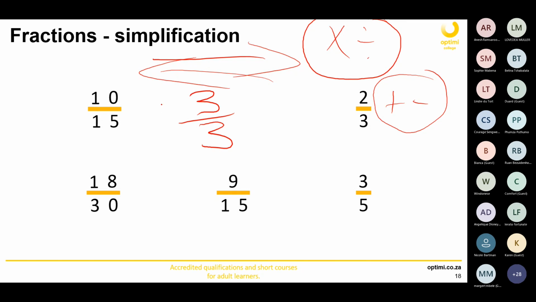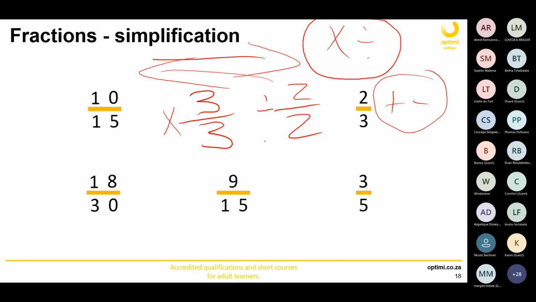As long as we're multiplying or dividing by the same number at the top as at the bottom, the answer will still be the same. So I can say at any stage, multiply by 3 over 3 or divide by 2 over 2. Are you with me?